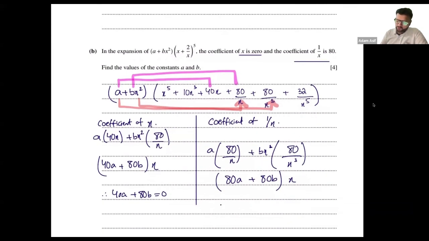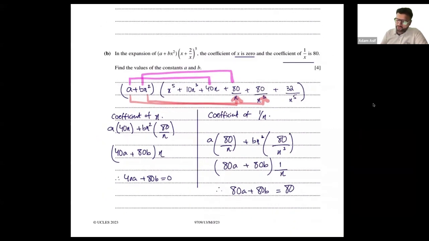And what is the coefficient of 1 upon x? 80. So 80a plus 80b is equal to 80. The coefficient is 80. Now what are we going to do? We are going to solve them simultaneously. You can simplify this equation by dividing both sides by 80, and you can simplify this equation by dividing both sides by 40.